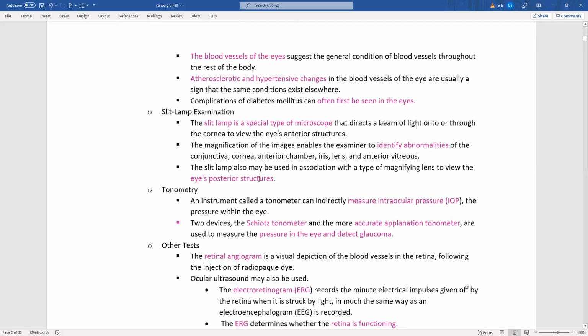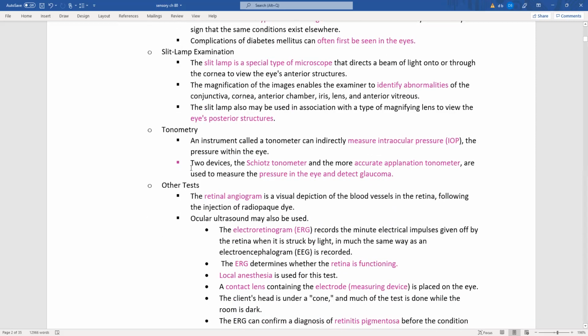The slit lamp also may be used in association with a type of magnifying lens to view the eye's posterior surface, which is the posterior structure, the back of the eye.